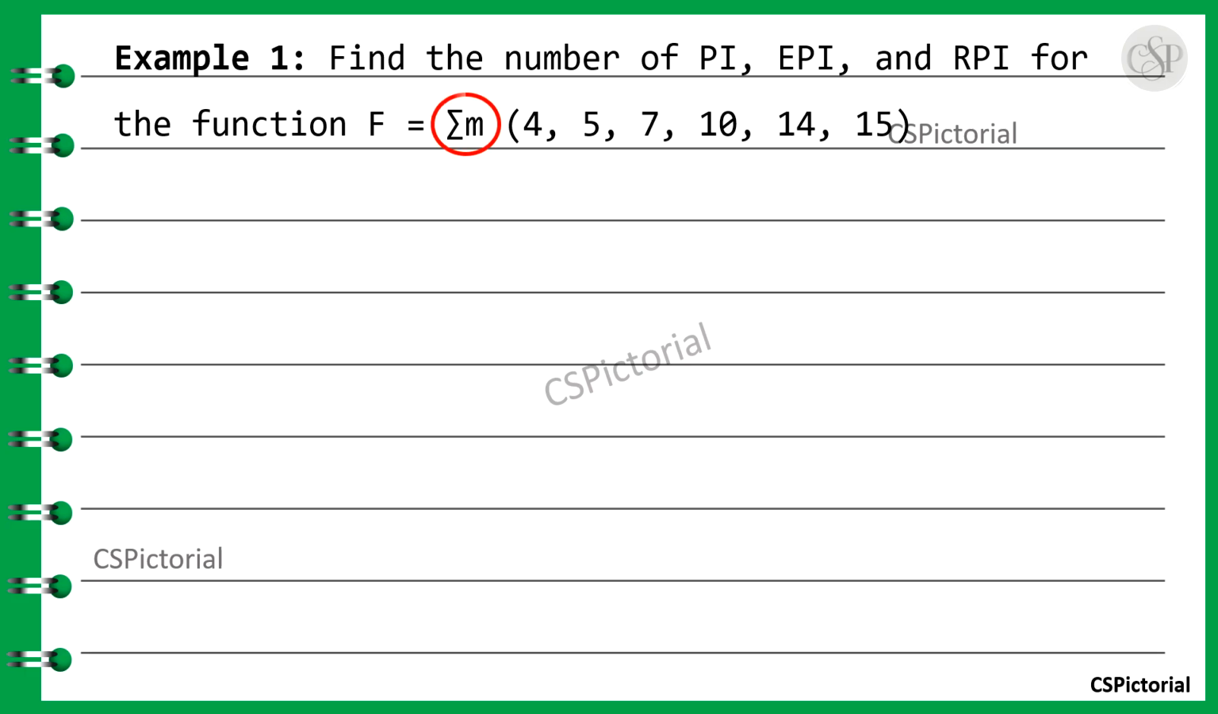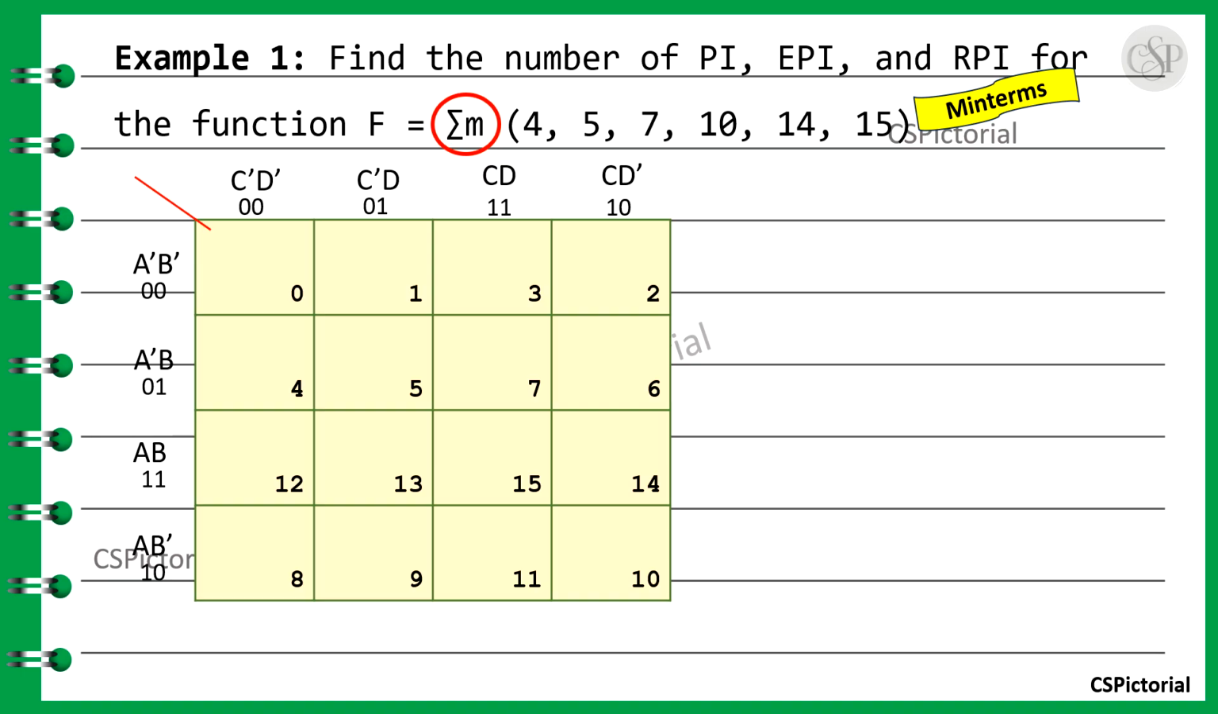As we understand that the given Boolean function denotes minterms, fill up ones in blocks of K-map respective to the minterms. It is always a better practice to first number out the cells as shown here, then fill up the cells. In this example, place 1 in the cells numbered 4, 5, 7, 10, 14 and 15.